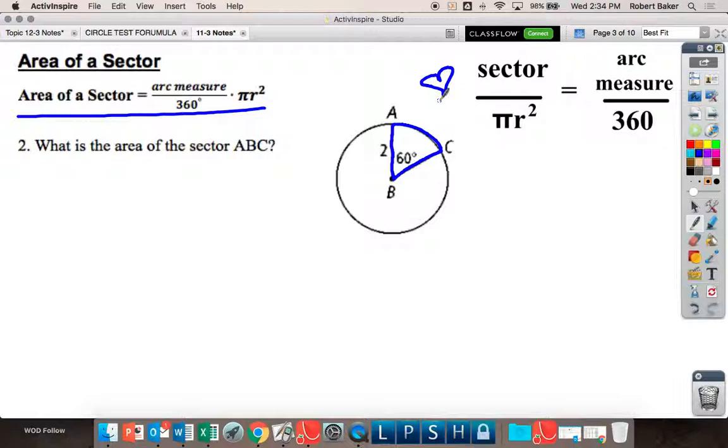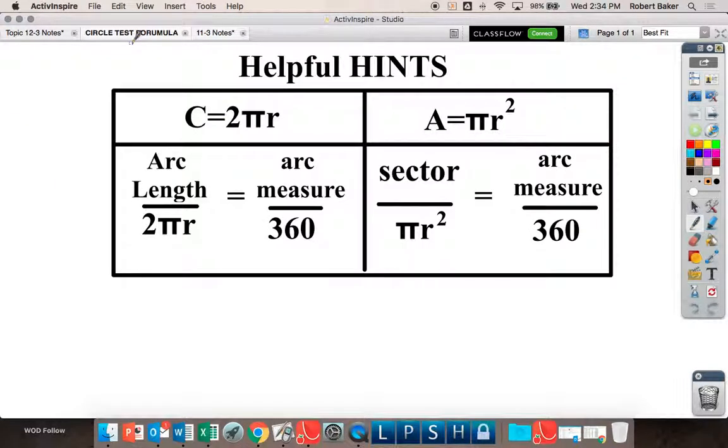And to prove a point, this was arc length. This is now our sector equation. So we're using this formula right here, which says the area of the sector over the area of the circle equals the amount of degrees they give you over the amount of degrees total. So this is my measurement side, and this is my degrees side. So let's try it out.